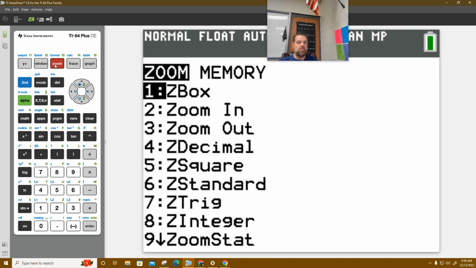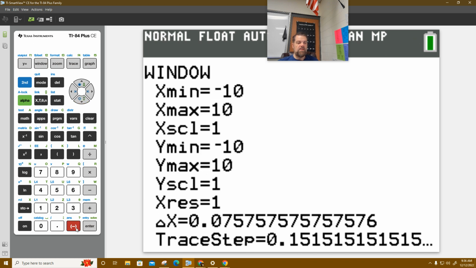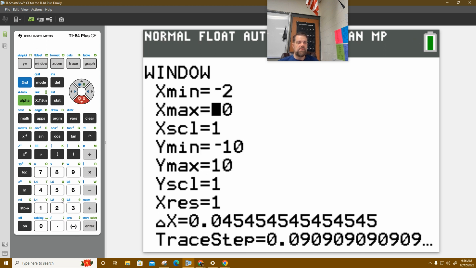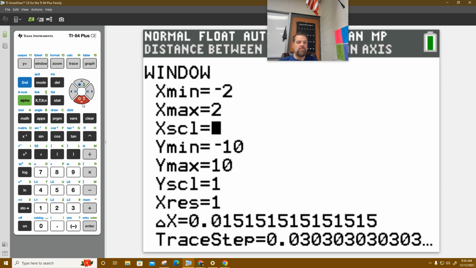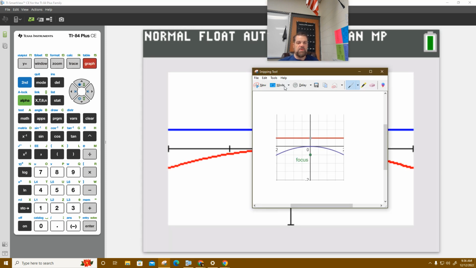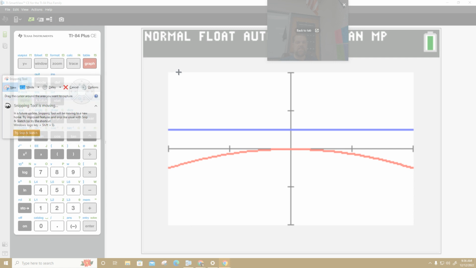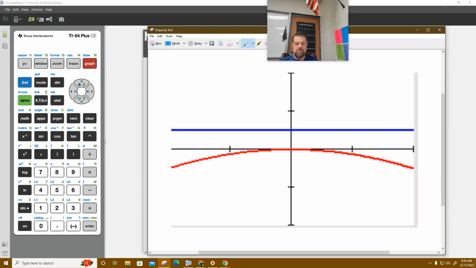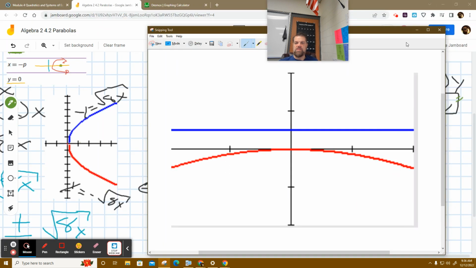Now I'm going to zoom in a little bit. Actually, let's just do the window. I'm going to do -2 to 2, and then -2 to 2 on the y-axis as well. And we'll graph that. And so if I take a picture of that, that's the same thing that we have in Desmos. Okay. Any questions on that?